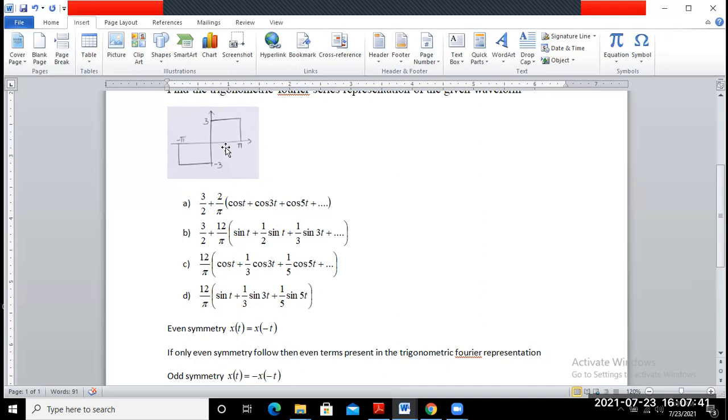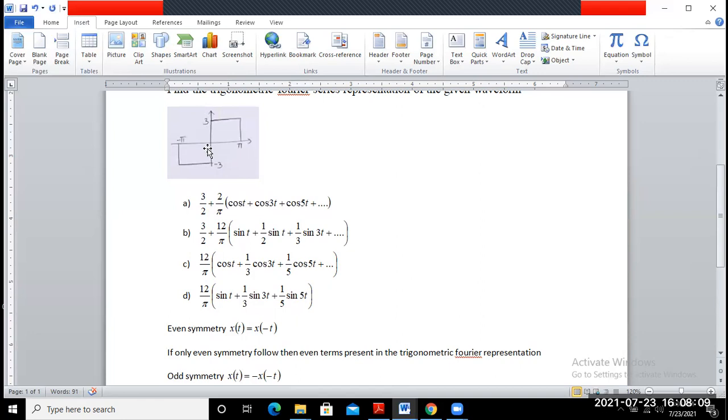So you check, does it follow the even symmetry condition or not? How can you check the even symmetry? Take the mirror image of this half wave, and your waveform will look something like this. It does not match the original waveform, so it does not follow the even symmetry condition.